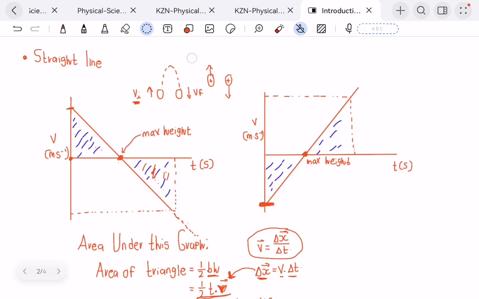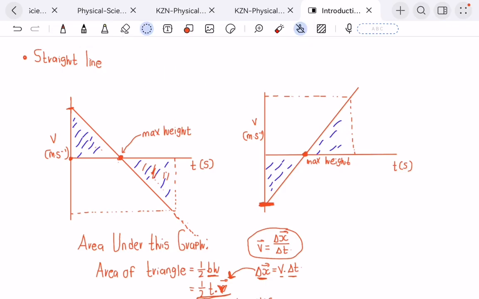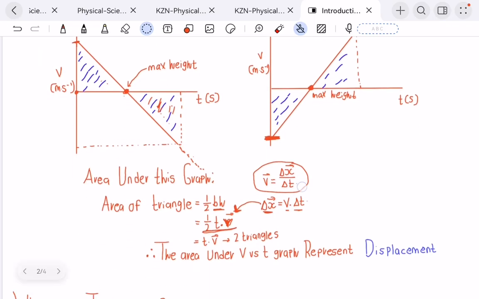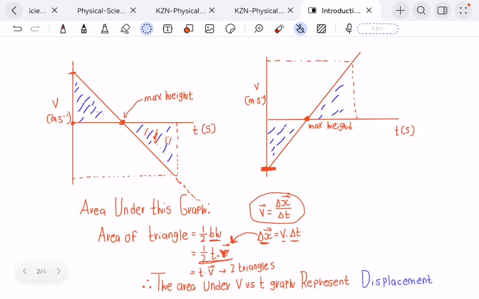So that's what I meant when I said the shape is determined by a reference and which direction you chose as positive, right? These two graphs represent the same thing, but it depends on which position you chose as positive or negative, right? So yeah. And then the final thing that you have to know about the velocity versus time graph is the gradient, right?